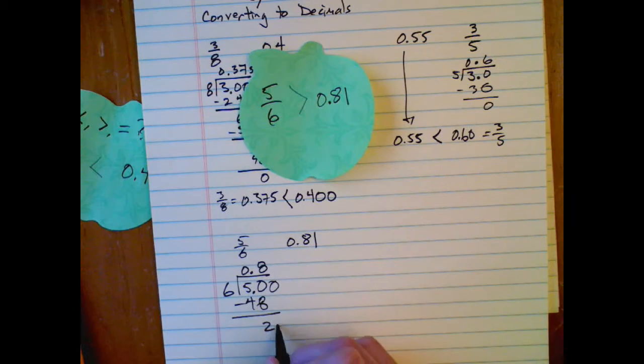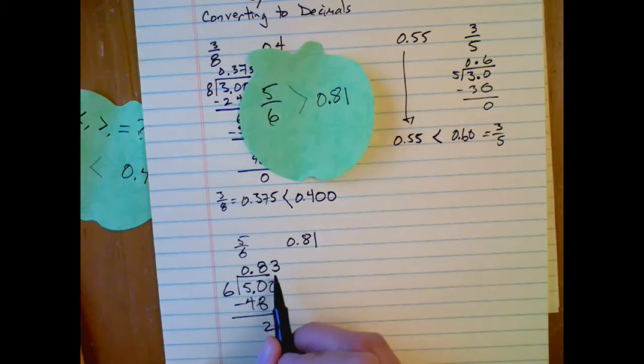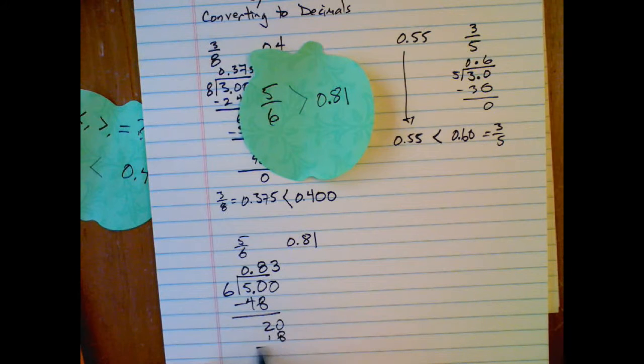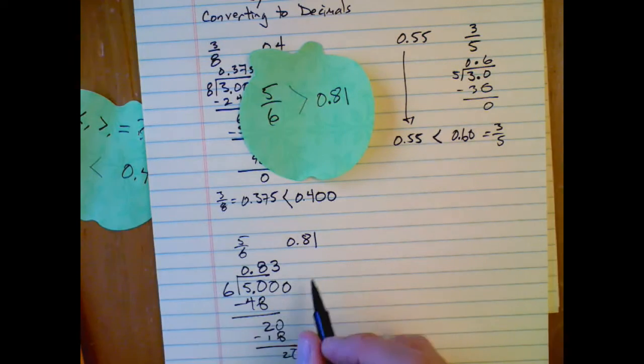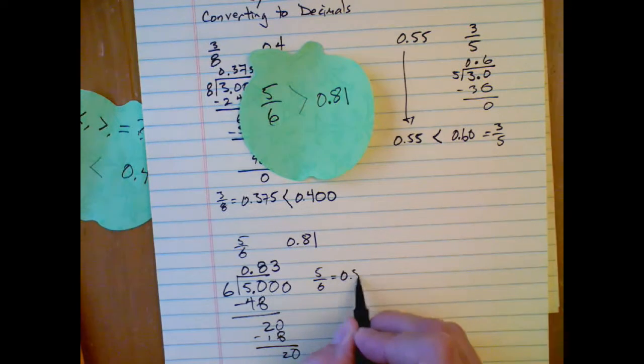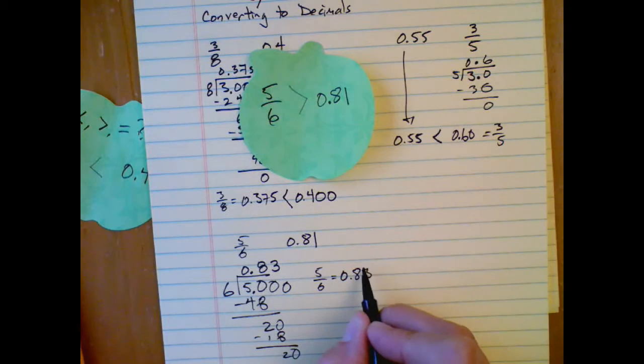If I bring down a 0, how many 6s can I get out of 20? Well, I can get 3. 3 times 6 is 18. I'm going to get 2 again. Ooh, it looks like this is going to continue on. So I bring down a 0, I have the same problem again. So 5/6 is equal to 0.8333333. This goes on forever.